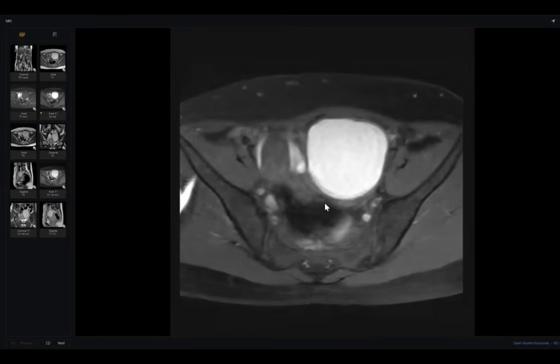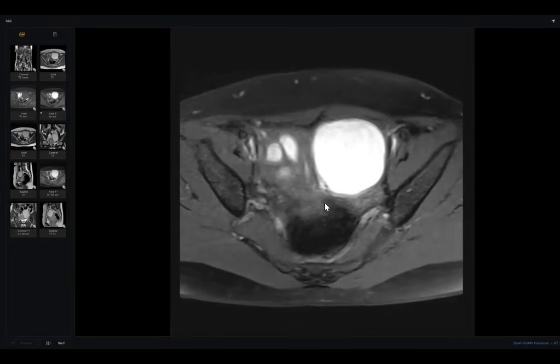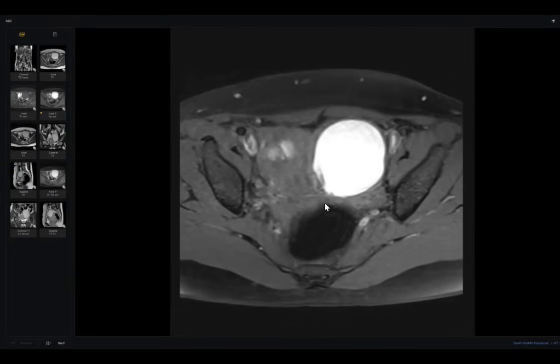What else? So I would like to see the urinary bladder on T2 and the anterior abdominal wall in these sequences. Does it show any? Anterior abdominal wall, very common, the rectus. Thank you, doctor, so much.